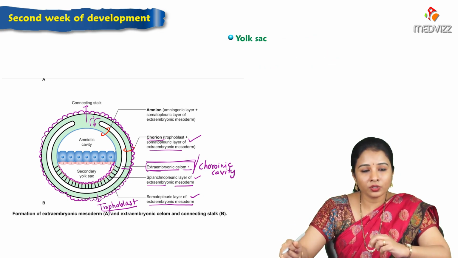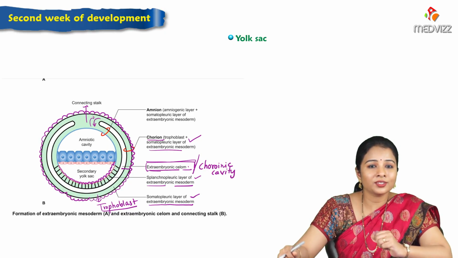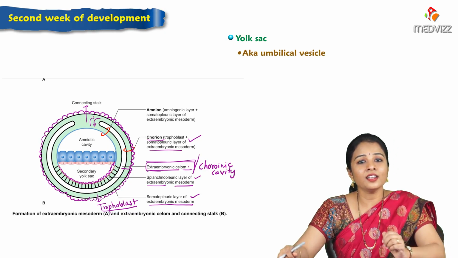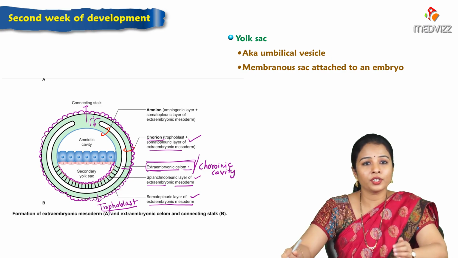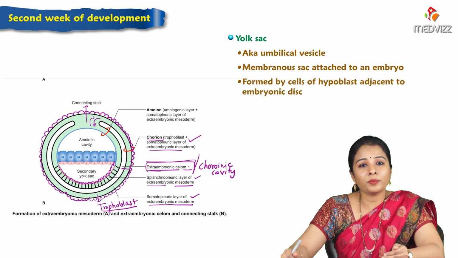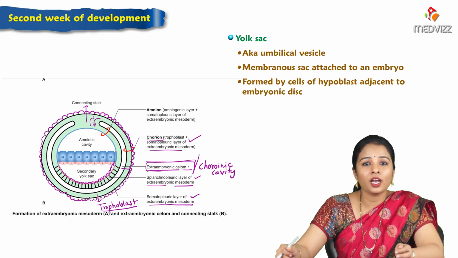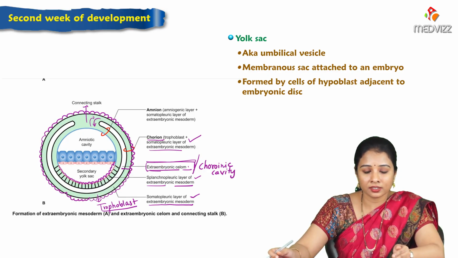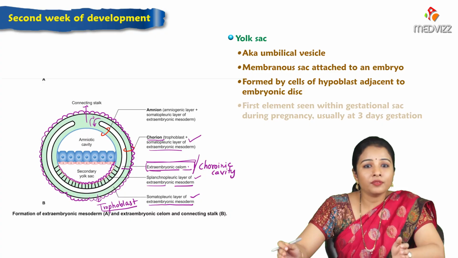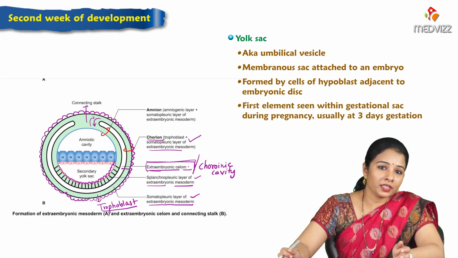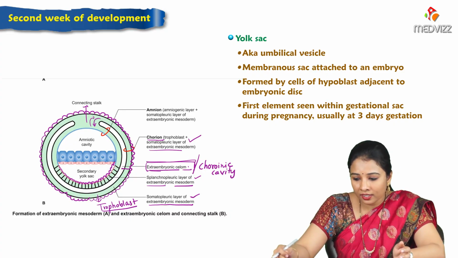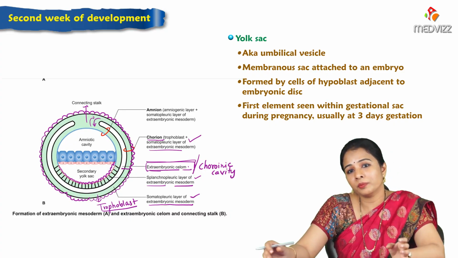Talking about the yolk sac, it is otherwise called the umbilical vesicle, and it is a membranous sac attached to the embryo, as we now know, and it is formed by the cells of hypoblast adjacent to the embryonic disc. So all this we saw now. It is the first element seen within the gestational sac during pregnancy. So this yolk sac is the first element that appears during pregnancy.